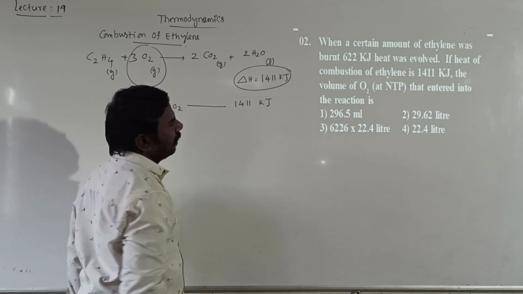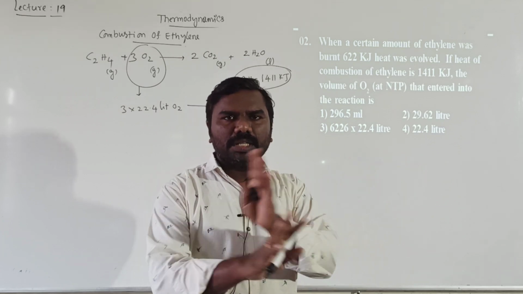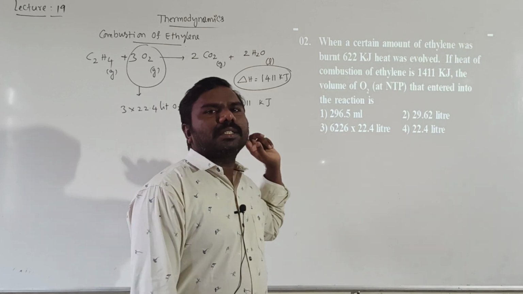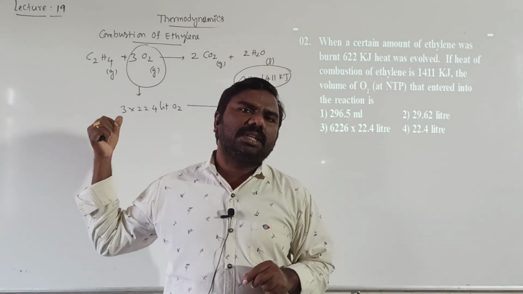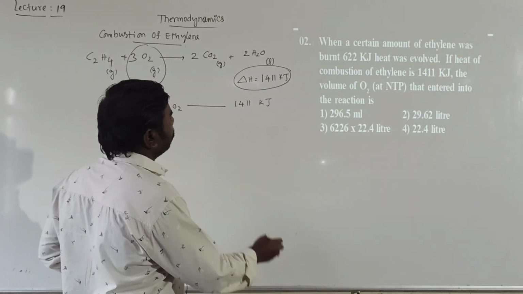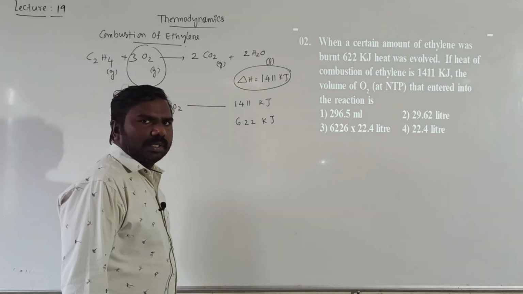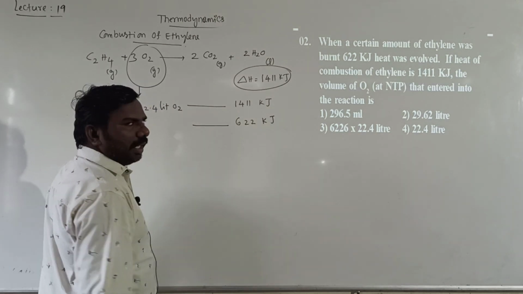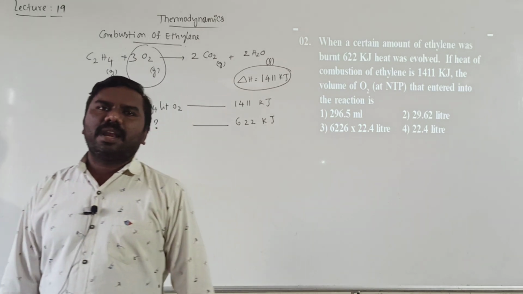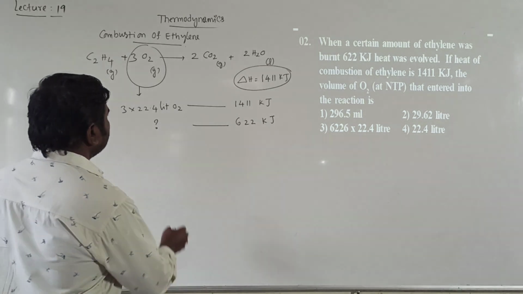1411 kilojoules, because they are expecting the relation between oxygen and enthalpy of combustion. That's why I have taken it. It means this many liters of oxygen involved in combustion with ethylene gives 1411 kilojoules. Now, if 622 kilojoules of energy is released, then how many liters of oxygen will enter the reaction?